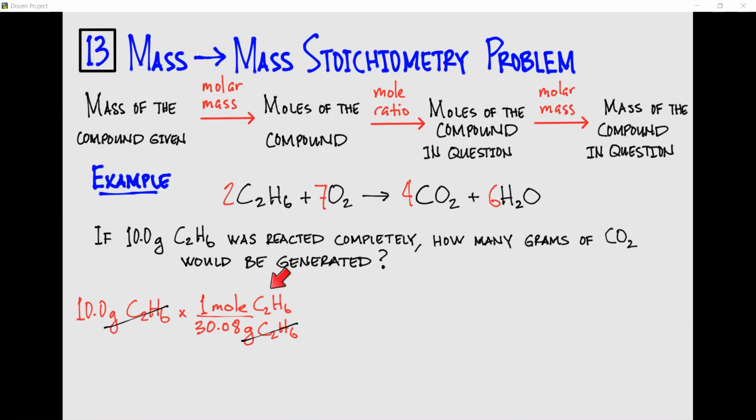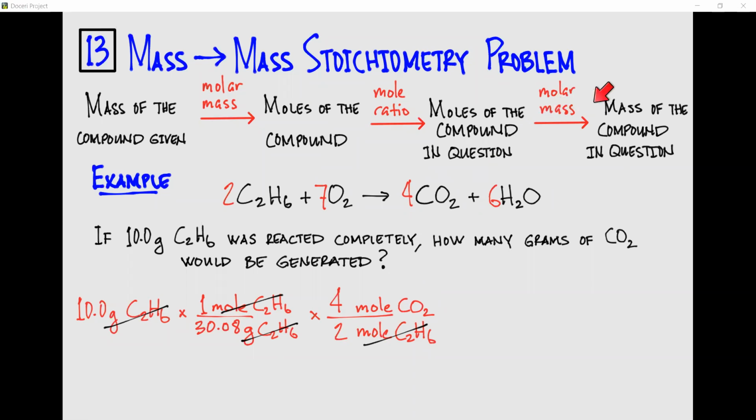And then convert moles of C2H6 to moles of the compound in question, which is carbon dioxide, using the mole ratio. So the mole ratio here is 4:2. So we want 2 moles of C2H6 at the bottom and the 4 moles of CO2 up top. So you can see moles of C2H6 will cancel, and now we have the moles of CO2.